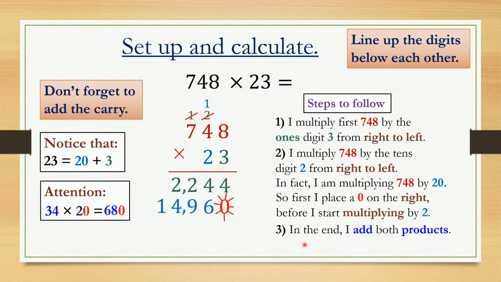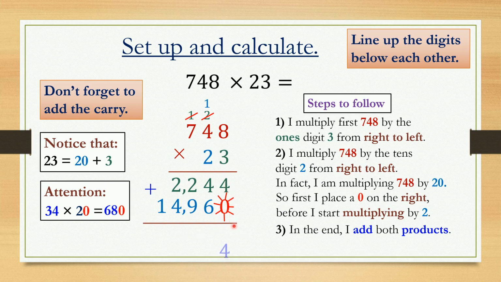Now last step, in the end, I add both products. The product of this number by 3 and the product of 748 by 2. These two numbers, I need to add them in the end to obtain the final answer. So I write plus, I underline, and I add them from right to left.